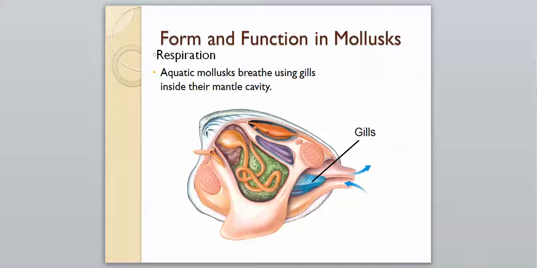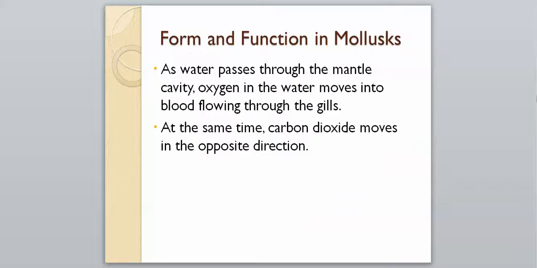And then in order to breathe, a lot of mollusks breathe using gills inside of their mantle cavity. Gills are, again, an organ used to exchange gases underwater. As water passes through the mantle cavity, oxygen in the water moves into the blood flowing through the gills. So water comes in through the gills, they take out the oxygen and move it to the blood, and at the same time CO2 moves in the opposite direction. So as they're taking in the oxygen, they're getting rid of the CO2.